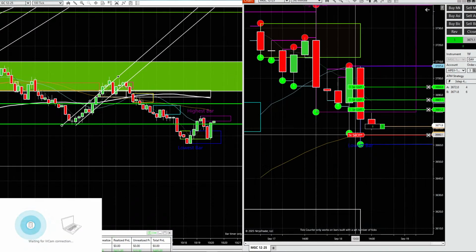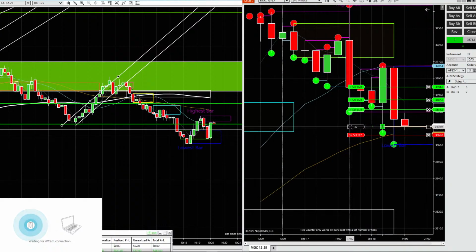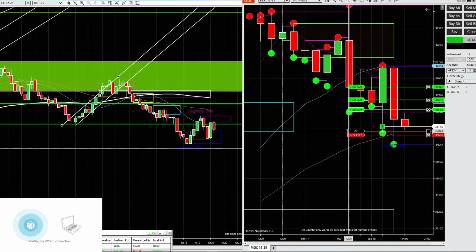Didn't go all the way up either though. Double inside turn here.